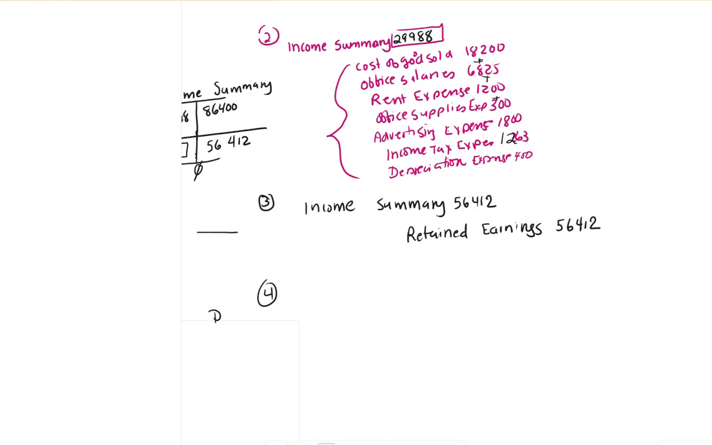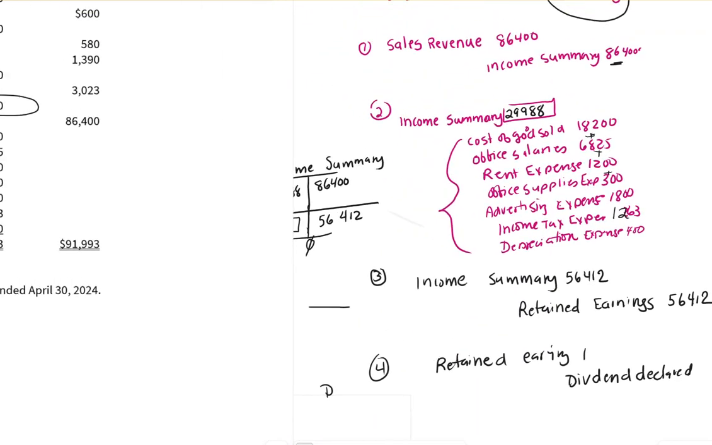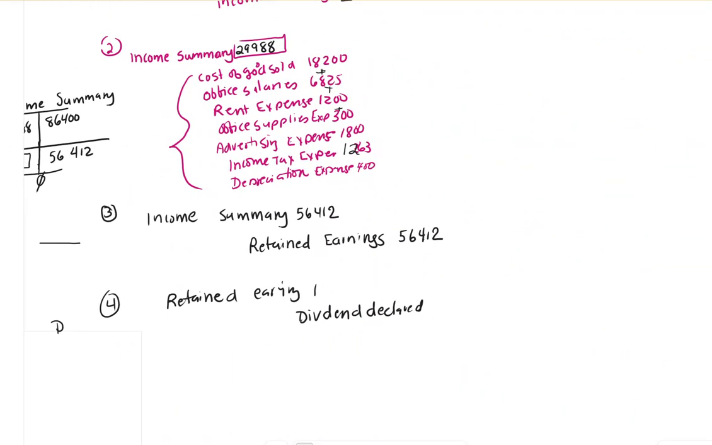My fourth entry is debit retained earnings, and credit dividend declared, and that was for 18,000. So those are the four closing entries you need to know. That's from chapter 5. You need to learn how to do the closing entries.